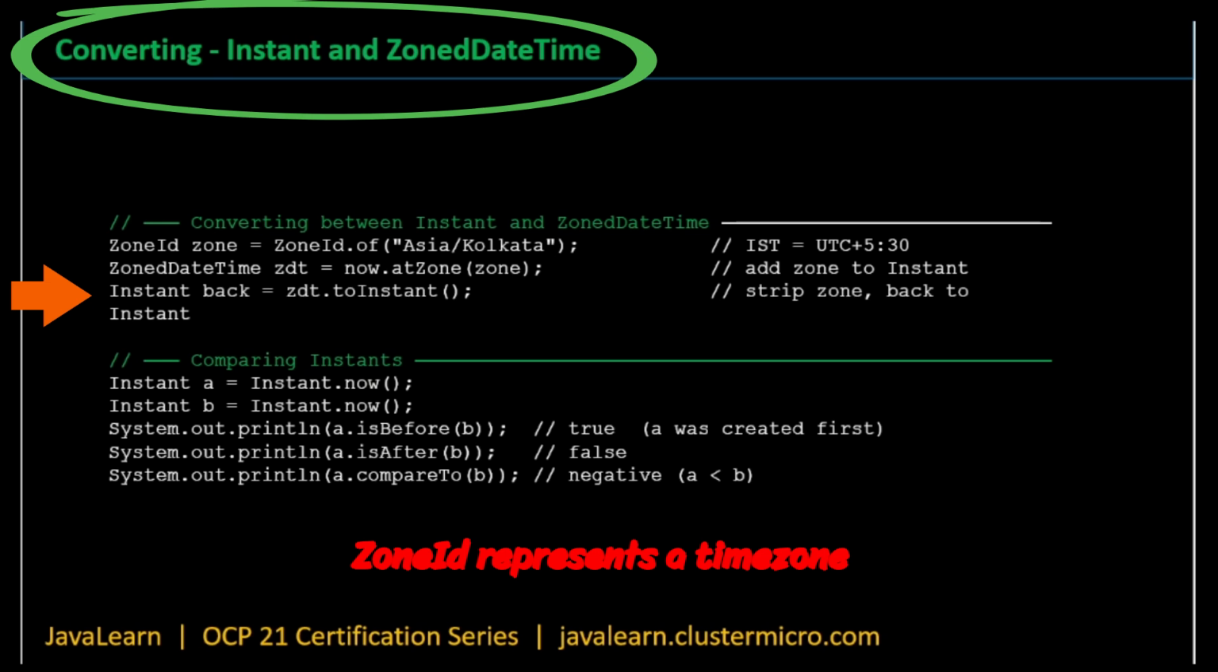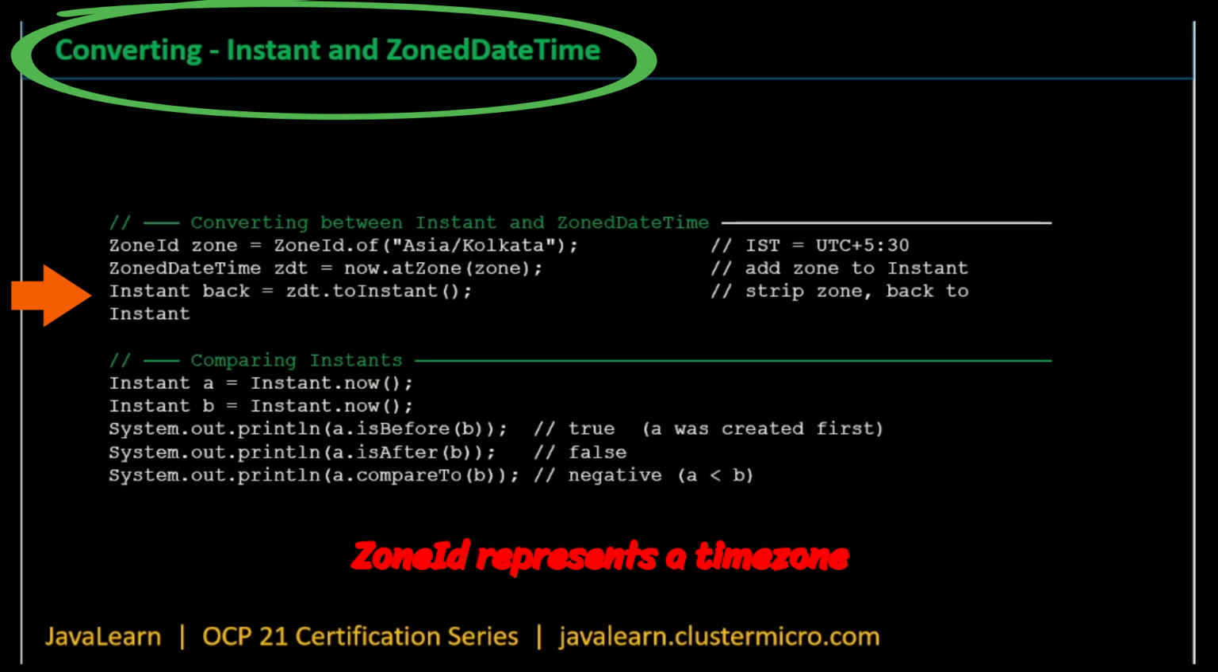Okay, so this round trip, Instant, then atZone, then ZonedDateTime, then toInstant, is a very common pattern in real applications and appears in OCP exams also. So know both directions. atZone goes from Instant to ZonedDateTime and toInstant goes from ZonedDateTime back to Instant. Okay, so next we have 5 lines basically.